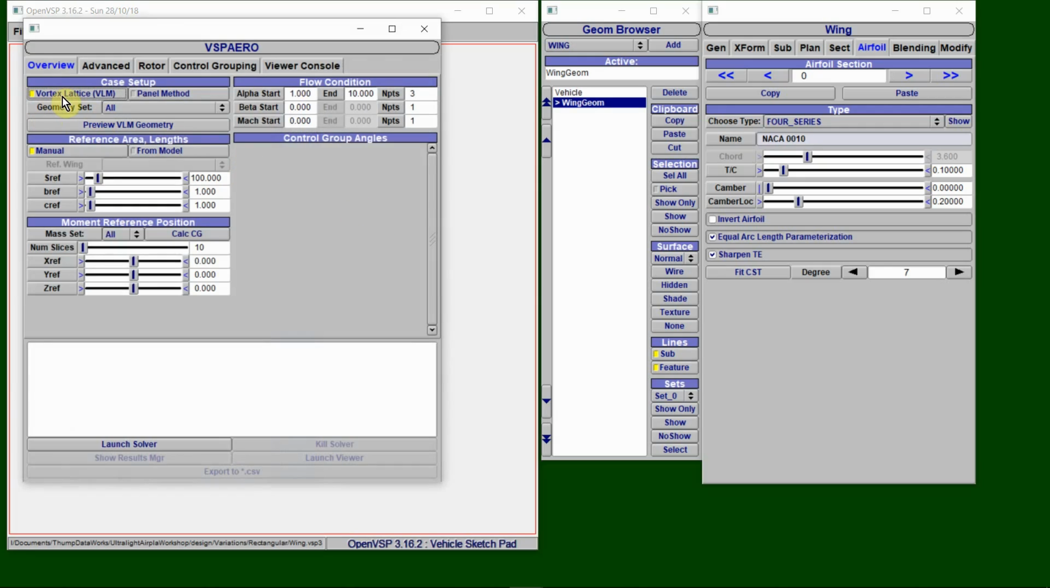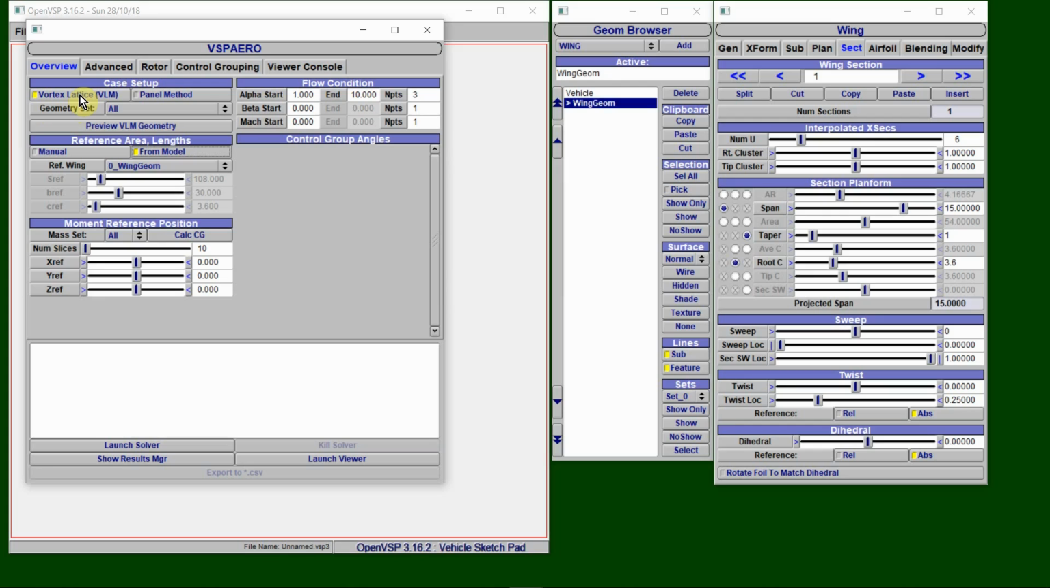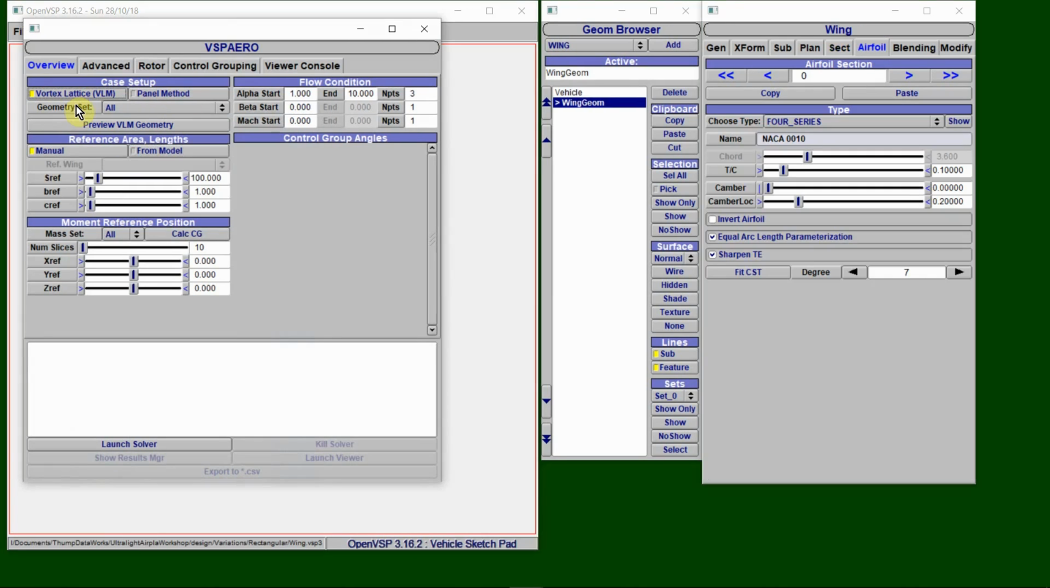We're going to use the vortex lattice method. We could use the panel method, but it does not give us lift information. I'm not going to get into the differences between the vortex lattice method and the panel method. There are some pretty good Wikipedia articles on both of these. You can just do a quick Google search on vortex lattice method and on panel method, and you can find out what the differences between them are. So for now, we'll stick with vortex lattice.